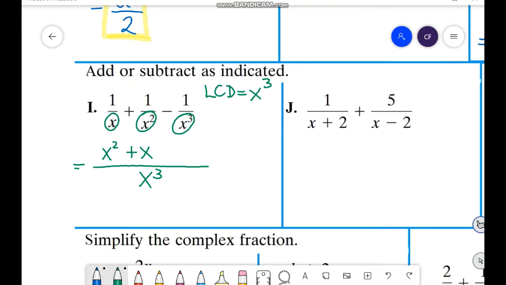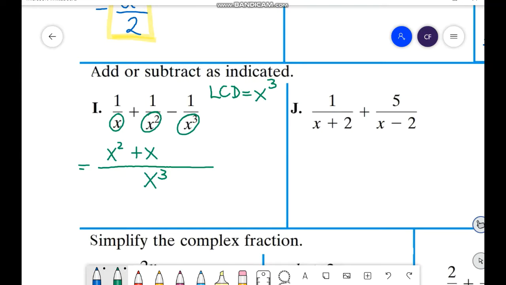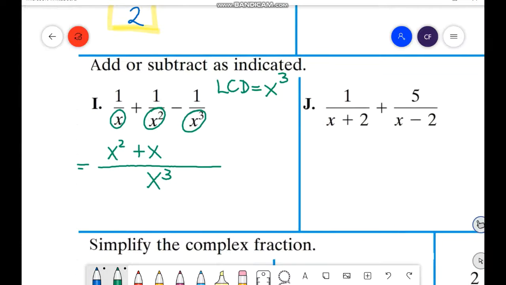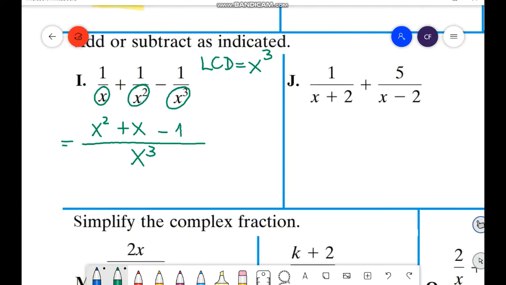And the last one is already x cubed as the denominator. You don't need to multiply by anything. We just keep negative 1. And that is the answer. This is the addition and subtraction. Okay?